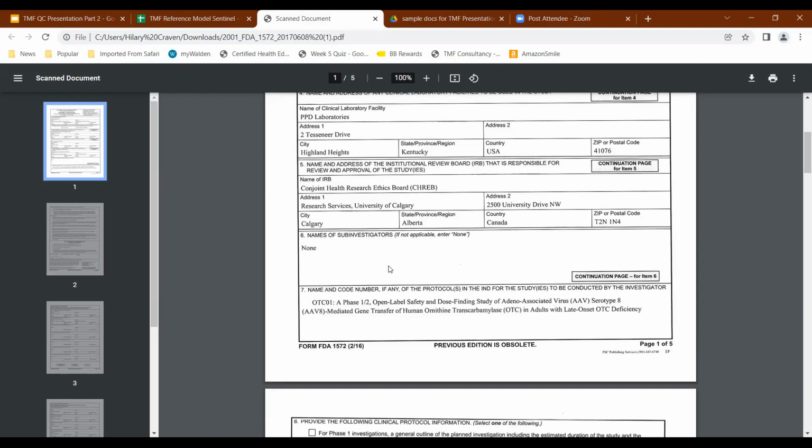Another example is if it's a really small study. For example, sometimes we've had rare diseases that I've worked on where there are definitely smaller studies and you're seeing only a couple patients, so it's a lot less work. So you usually have a lot fewer sub-investigators.